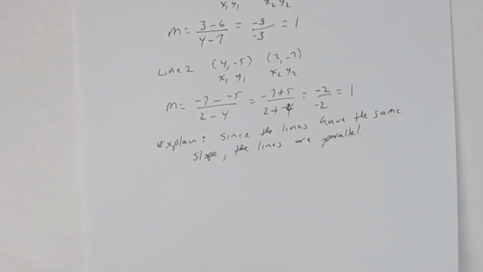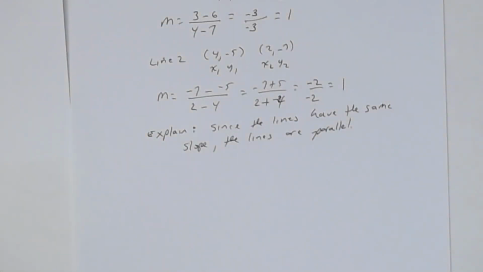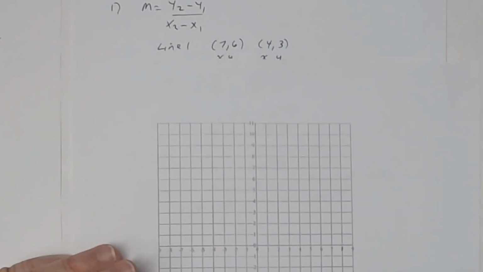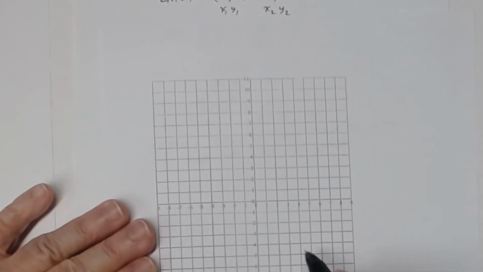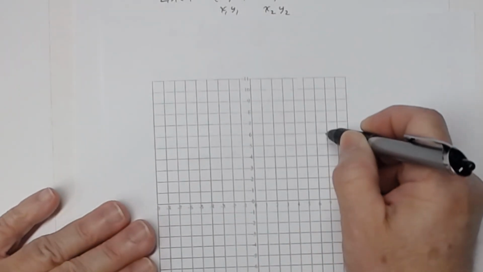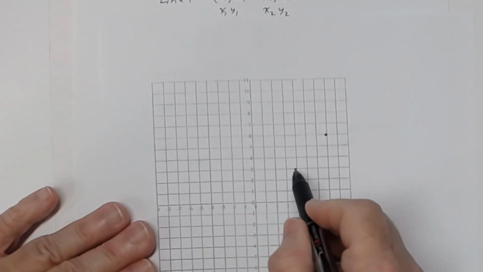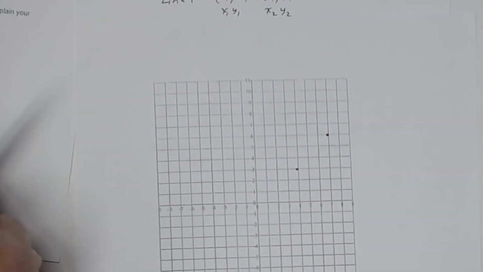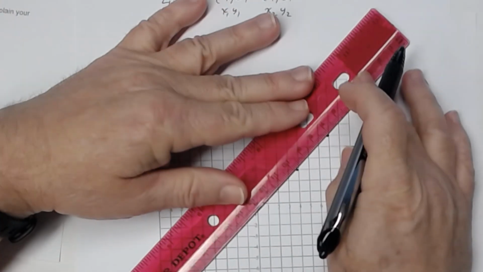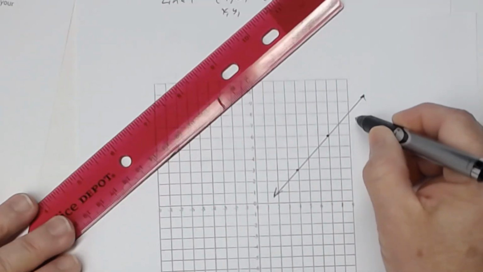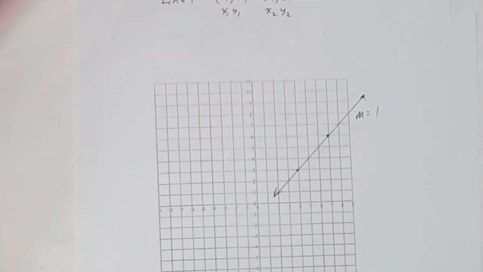Oh, and if you were to graph this, just to show you, let's just quickly look at number 1 in terms of the graph. So here's the point 7, 6. So 7, 6 is here. The other point was 4, 3. 4, 3 is here. And when I graph that line, this is what we have. And remember, you just found out that the slope of that line is a positive 1.